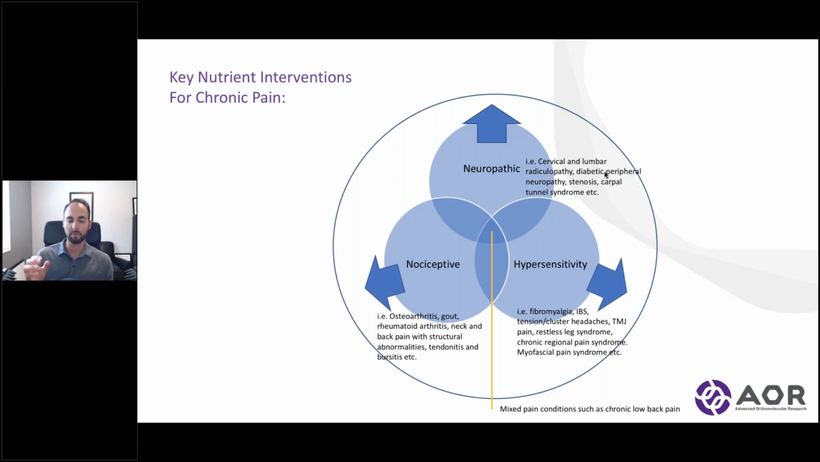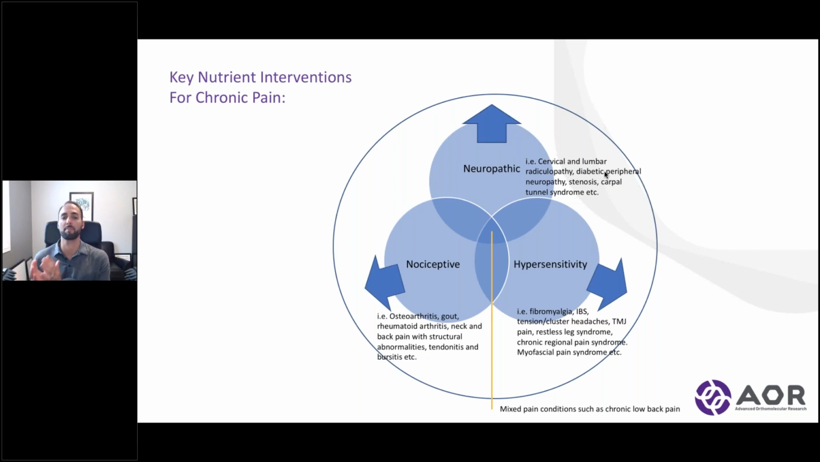There's nociceptive pain, meaning there's damage occurring that the receptors are sensing, like for example, bone on bone in osteoarthritis, or gout with the uric acid crystals being deposited, or tendonitis. This is probably more the acute side of things, whereas neuropathic pain, like the top circle here, is more of an impingement of a nerve, like carpal tunnel, or diabetic neuropathy, which is a chemical neuropathy. And then you have neck pain, back pain, as the nerves coming out of the spine become impinged, sciatica, for example. And then finally, the third category is hypersensitivity.